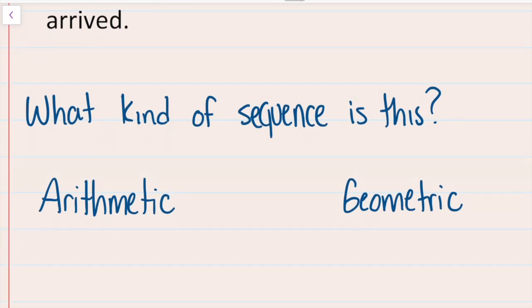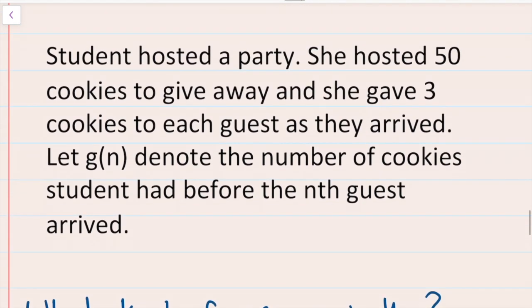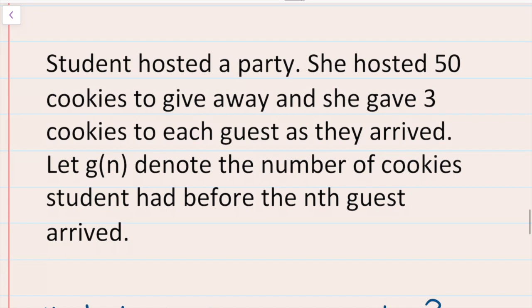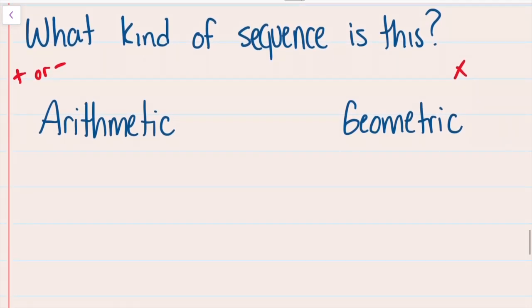And again, for the 1 millionth time, arithmetic is when you add or subtract over and over. Geometric is when you multiply over and over. Not divide, just multiply. So, what do we do here? Well, let's start with our first term. We're hosting 50. We have 50 cookies, and we give away 3 to every guest that arrives. So, we have our first term, which is 50 cookies, right? That's what we started with.